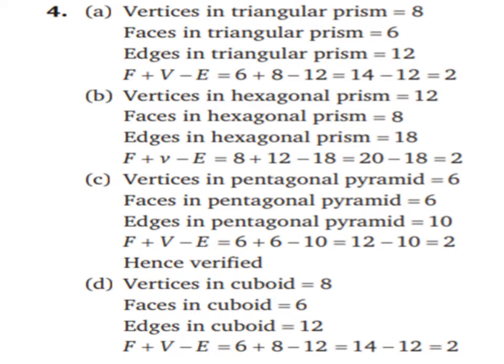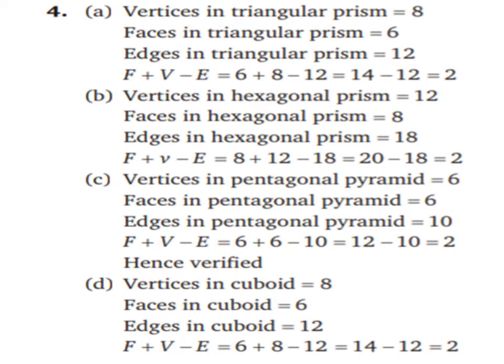Okay. Now C part, pentagonal pyramid. So vertex in pentagonal pyramid is equal to 6, faces is 6, edges is 10. Okay. Now put the value of vertex, faces and edges into formula. So 6 plus 6 minus 10 equal to 12 minus 10 equal to 2. Okay. So ये verify हो गया.